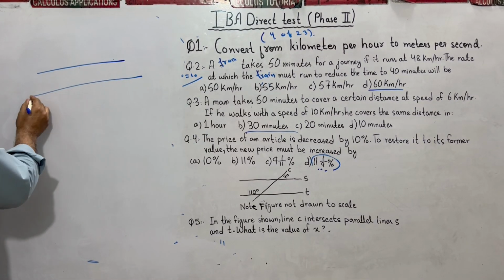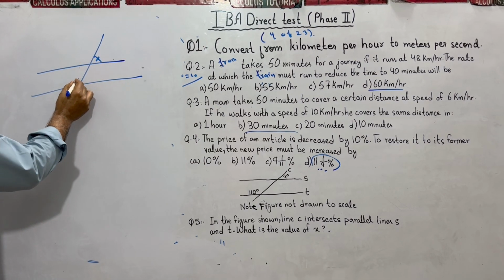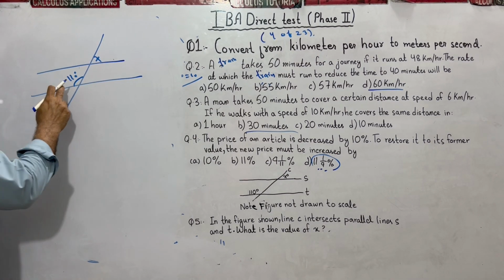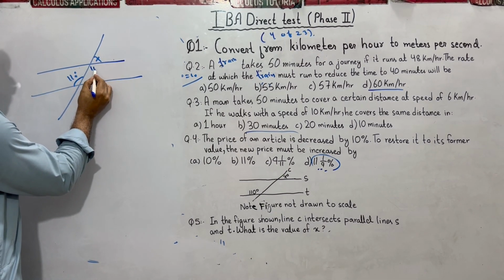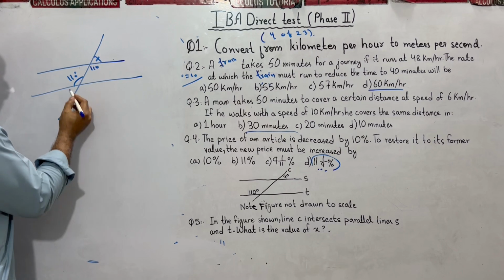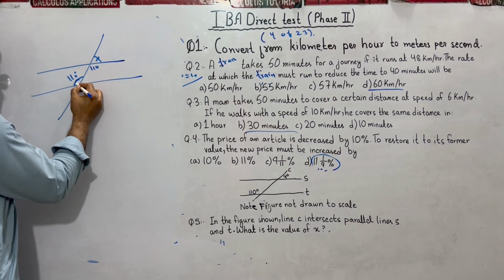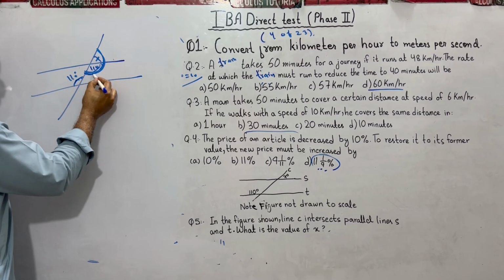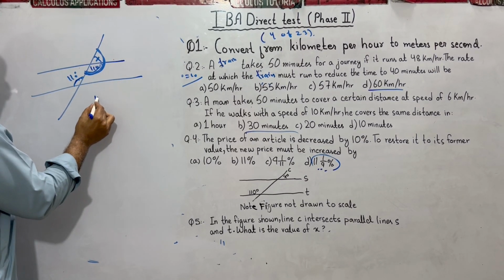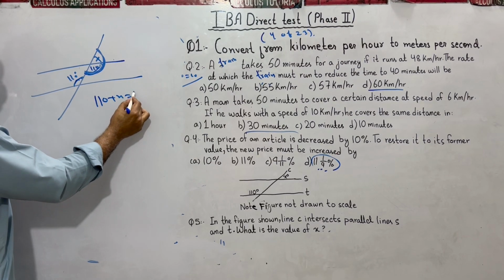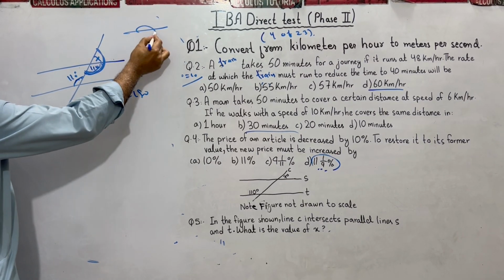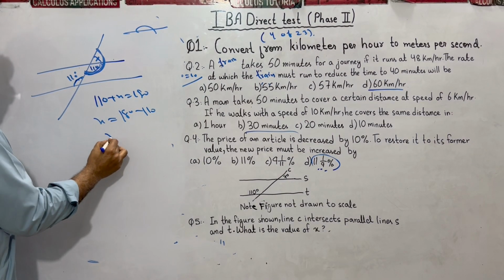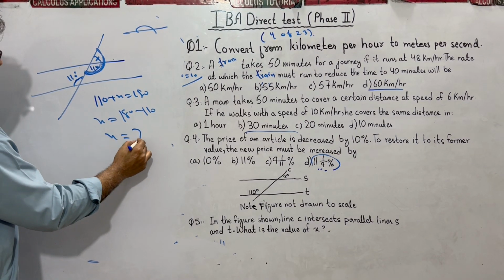Let's see. I have here x and here it is 110. By virtue of alternate angles, it is also equal to 110. Then this linear pair is equal to 180. Means 110 plus x is equal to 180, because the straight line measures 180. Solve for x, it is equal to 180 minus 110. X is equal to, in that case, 70, I think.